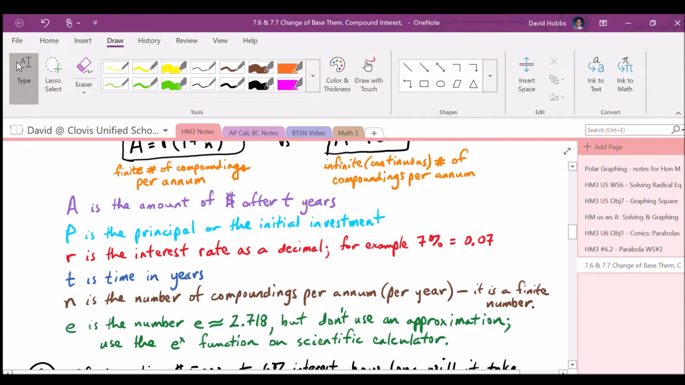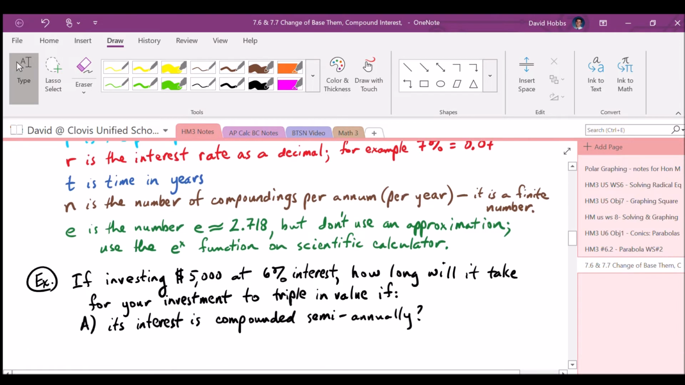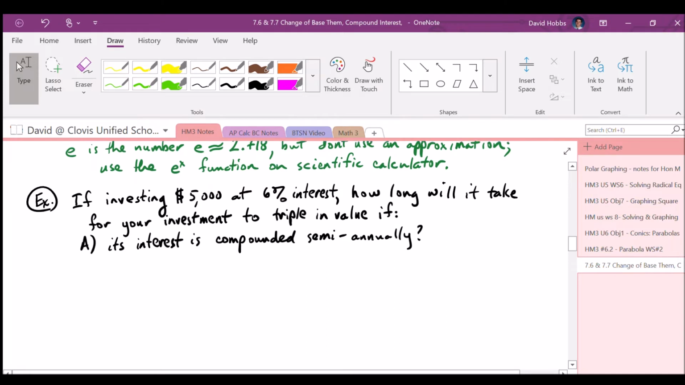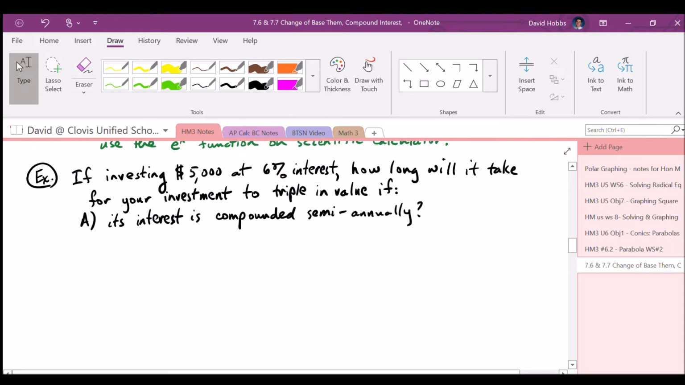Okay, so here's a sample problem. It has a part A and a part B. So if we're investing $5,000 at 6% interest, how long will it take for your investment to triple in value if its interest is compounded semi-annually? So one of the first things you really want to do is figure out which formula you're using and where is that information. Well, the interest is compounded semi-annually. That's where it tells us.